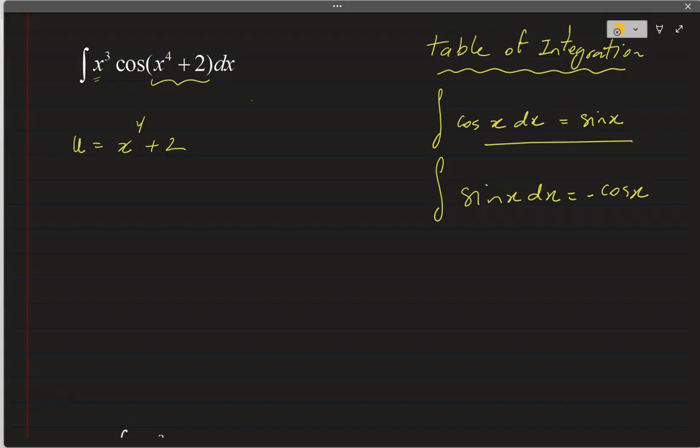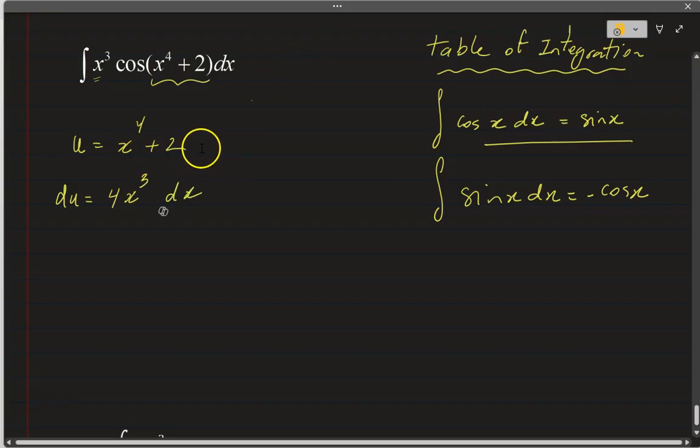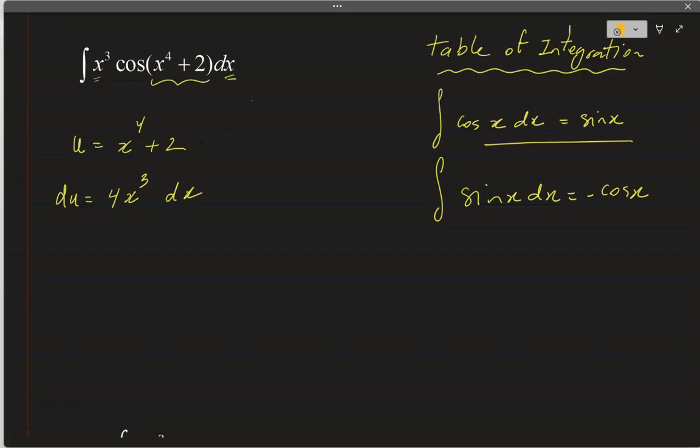Okay, and then you take the derivative of both sides. du equals 4x cubed dx. The derivative of 2 is 0. And now you notice that you have x cubed and a dx here, and we have an x cubed and dx there. So we can solve for x cubed dx. That would be du divided by 4 equals x cubed dx.